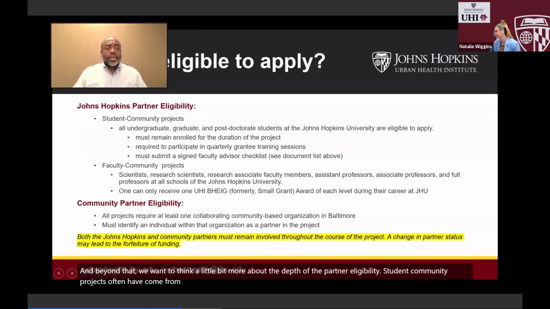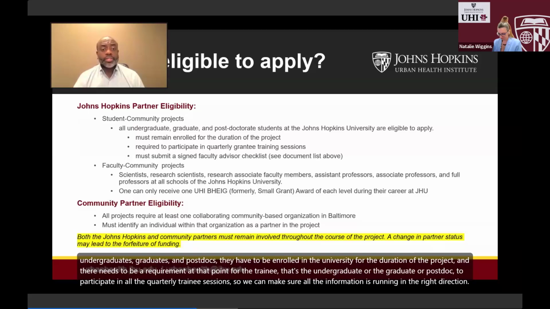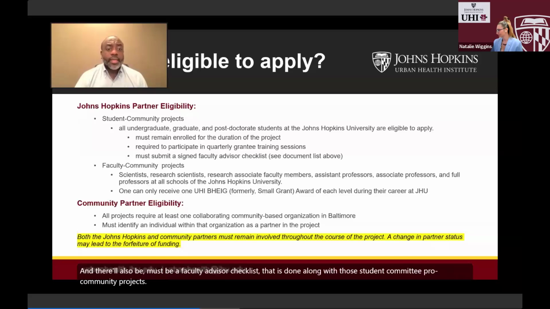And beyond that, we want to think a little bit more about the depth of the partner eligibility. Student community projects often have come from undergraduates, graduates, and postdocs. They have to be enrolled in the university for the duration of the project, and there needs to be requirements at that point for the trainee, that's the undergraduate or the graduate or postdoc, to participate in all the quarterly training sessions so we can make sure all the information is running in the right direction. And there also must be a faculty advisor checklist that is done along with those student community projects.